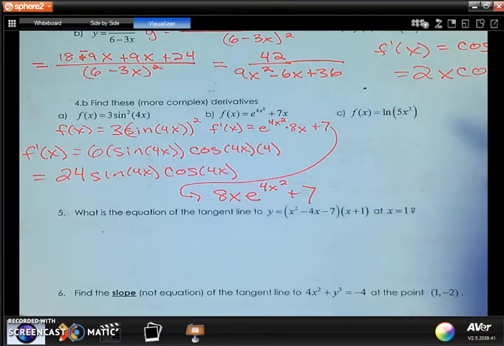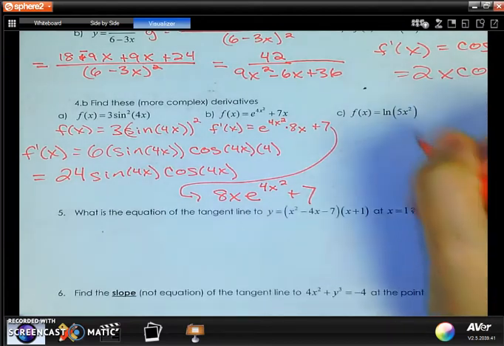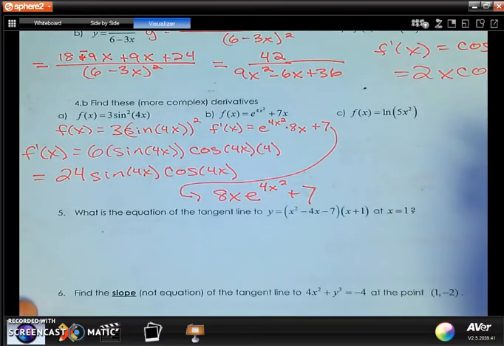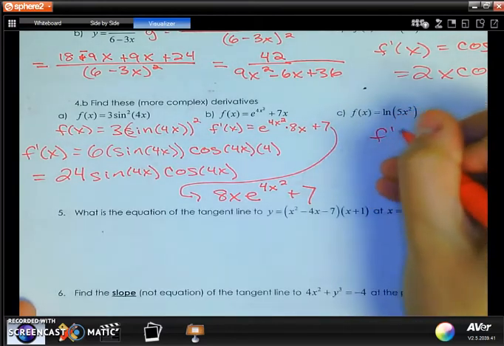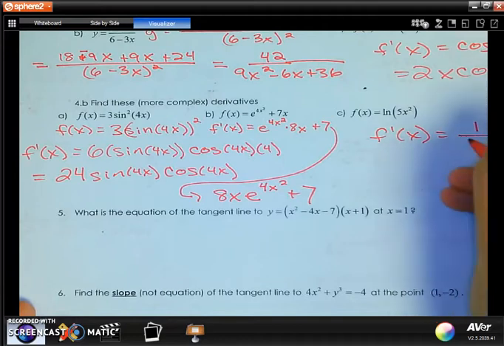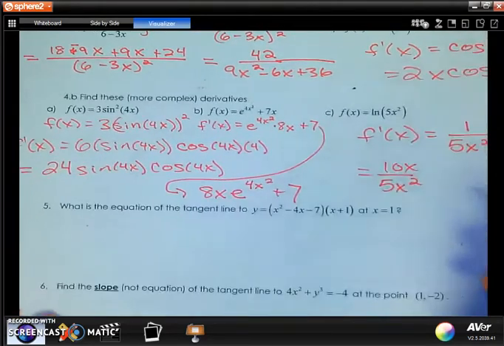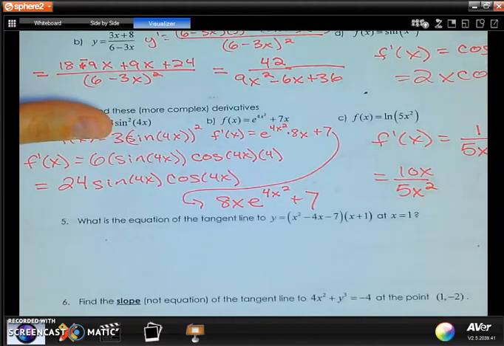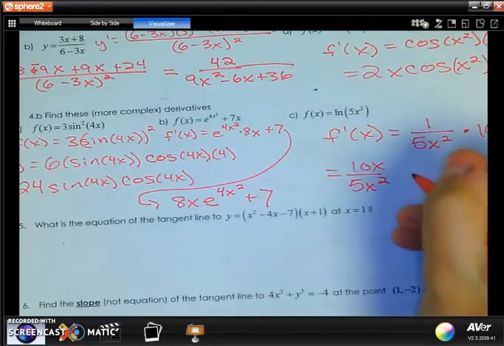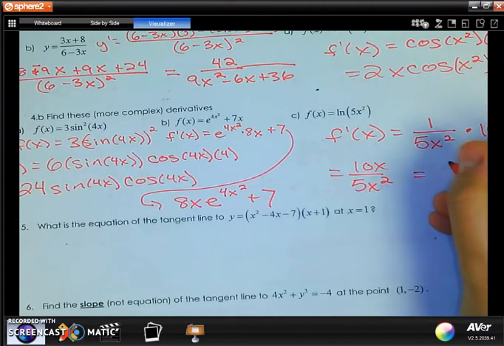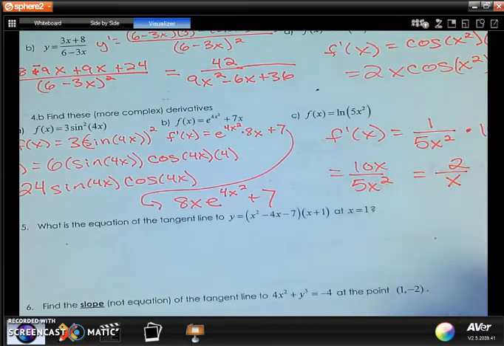For c here, the derivative of ln of anything, all you do is it's 1 over the parentheses times the derivative of the parentheses. Another way to think of it is the derivative of the stuff over the stuff. So I like to think of it as 1 over the original multiplied by the derivative of that original. So the derivative there is a 10x. Now you can rewrite it like this. And then you can reduce it if you want to risk it. But remember, if you simplify incorrectly, you will lose points. So let's see, that's 2 in the numerator and x in the denominator there.